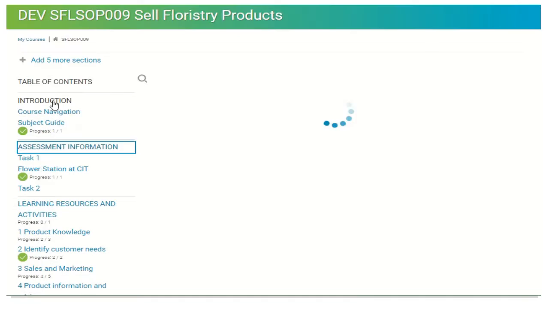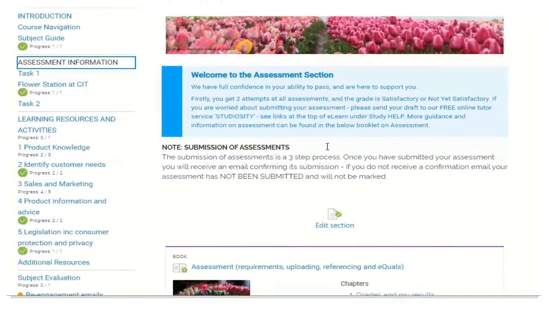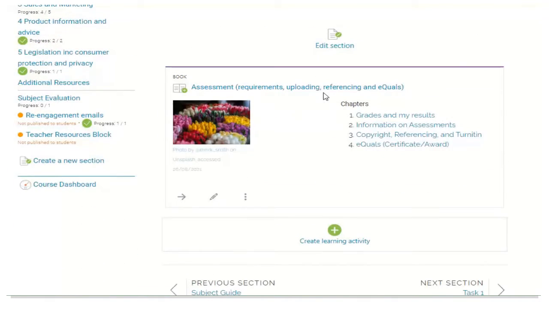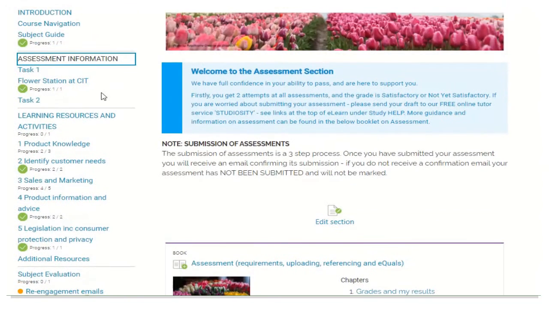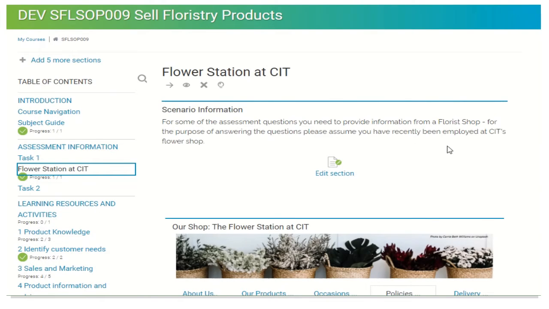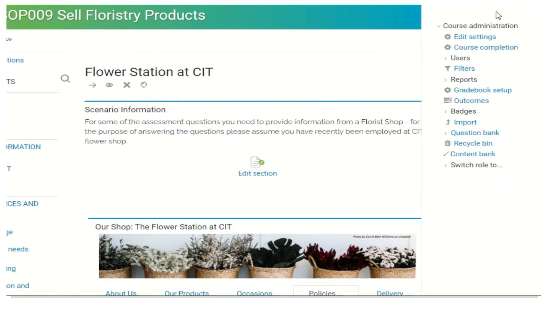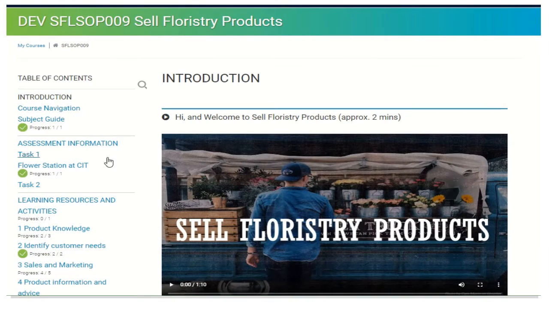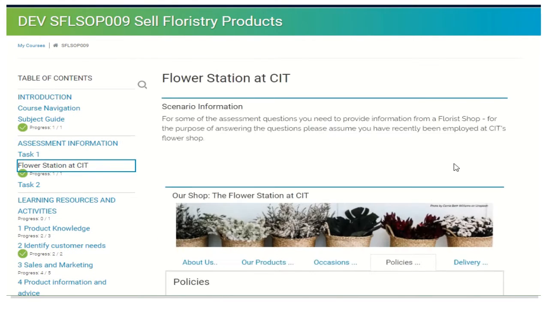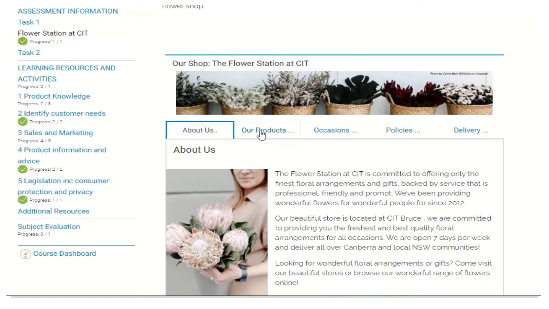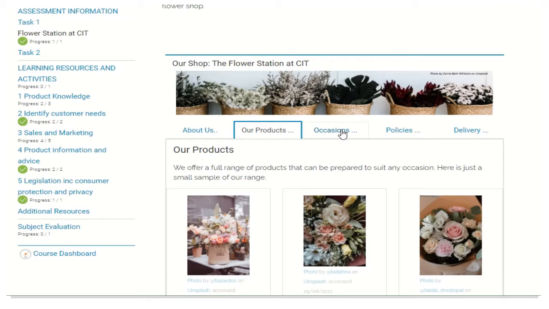So in the assessment information, just like with the induction booklet, there is a guide on everything to do with assessment, including tips on how to answer assessments. Because the students have to answer questions about employment, we've actually created a scenario called the flower station at CIT. And so this gives the students an opportunity to answer questions based on an assumption that they're working at this organisation.